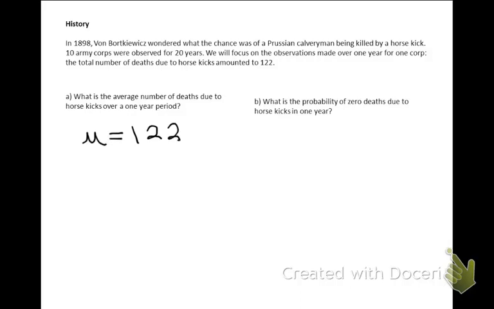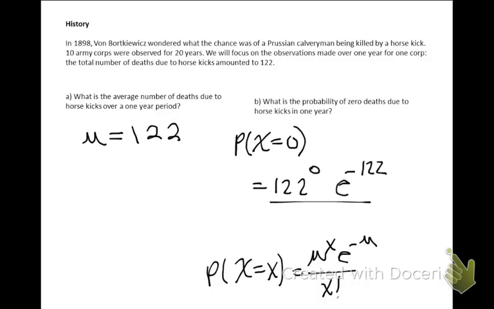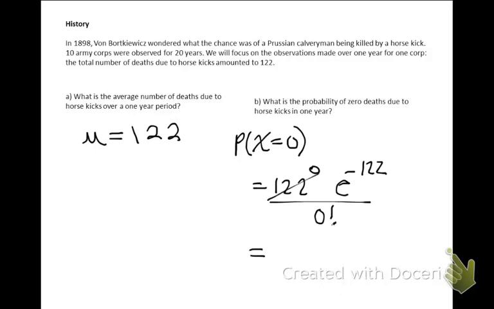What is the probability of 0 deaths due to horse kicks in 1 year? We're looking for the probability that x equals 0. And we know from the previous page that the probability x equals a number is mu to the x, e to the minus mu, over x factorial. So this should equal mu, or 122, raised to the x value of 0, e to the minus mu, divided by the x value of 0 factorial. Anything to the 0 power is 1, and 0 factorial is 1. So this simplifies to e to the negative 122.